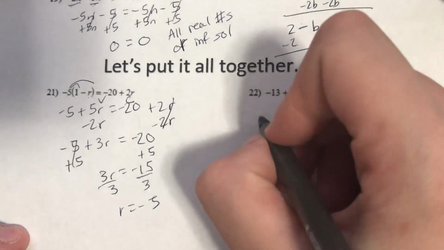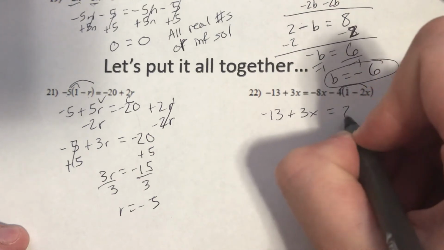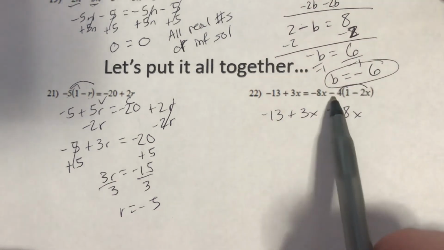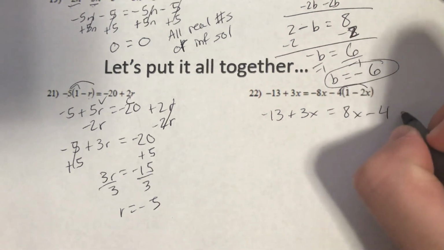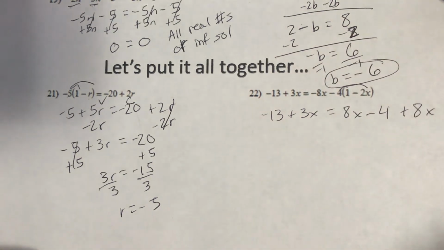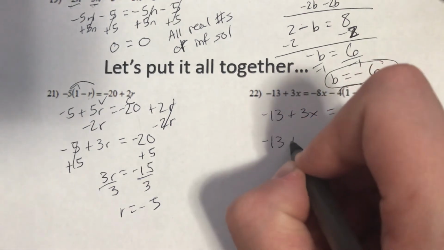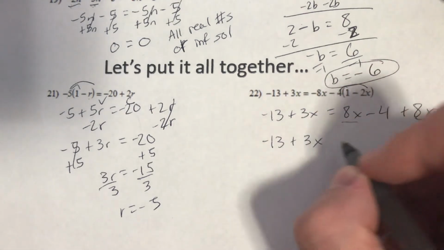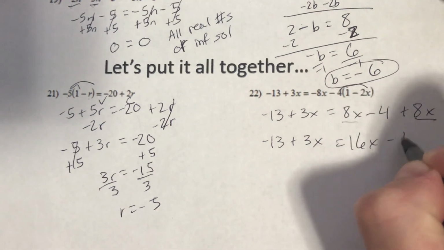Same thing, distribute. All right, so -4 times 1 is -4. -4 times -2 is +8x. I'm going to combine my like terms, and rewrite everything if I can't combine it on this side. 8x plus 8x is 16x, minus 4.